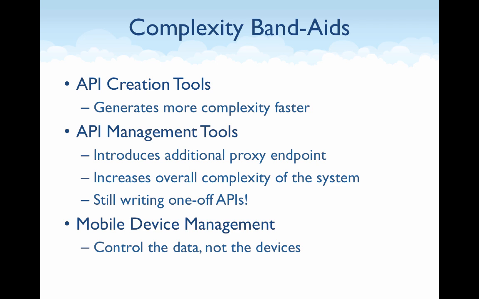One way that we've looked at some other technologies, and many companies have looked at these, I'll cover three of them quickly. I call these band-aids to complexity. None of these solutions solve the root cause, which is this API madness, these one-off APIs for each new project. So there's a set of tools that help you create APIs. These are tools that make it actually easier to generate this complexity even faster.